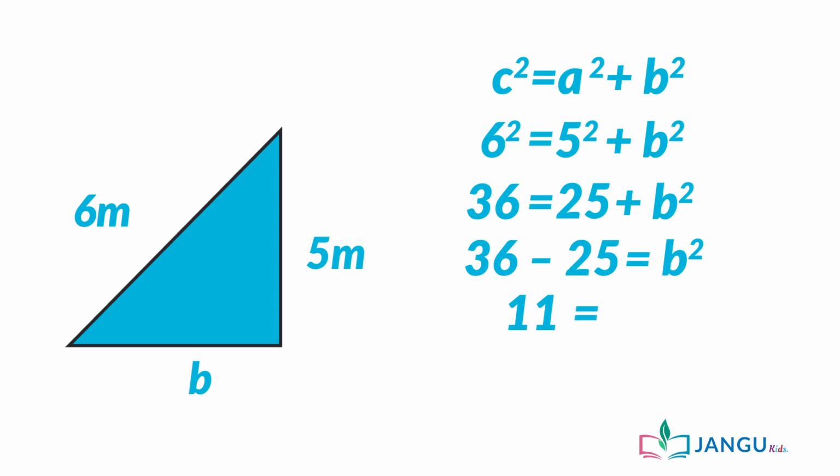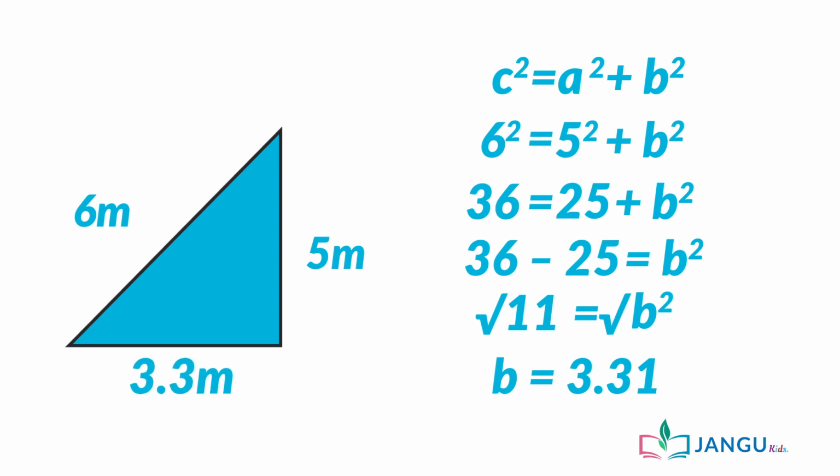11 equals B squared. To find the unknown length, we need to find the square root of both sides. What is the square root of 11? That's right, it's approximately 3.31. Therefore, the base of the ladder is 3.3 meters away from the wall.